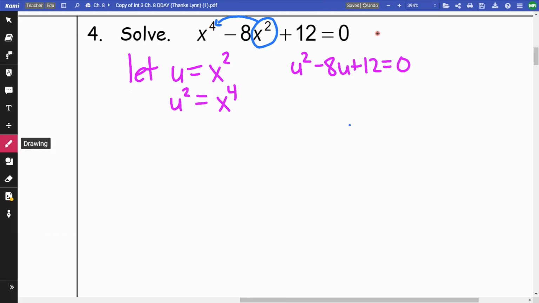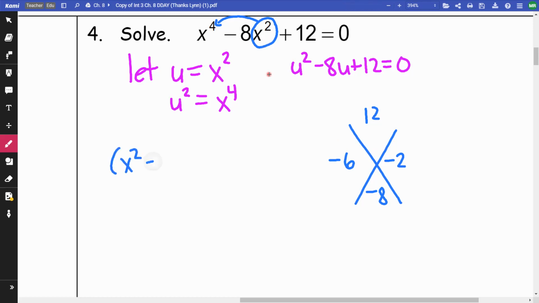So I am going to think of this just as a plain old diamond. What multiplies to 12 and adds to negative 8, which is really what I'm doing right here also. So that's going to be a negative 6 and a negative 2. Now, it's not an x minus 6, x minus 2, because this is not an x. This is an x squared. So I am going to have x squared minus 6, x squared minus 2 equals 0.